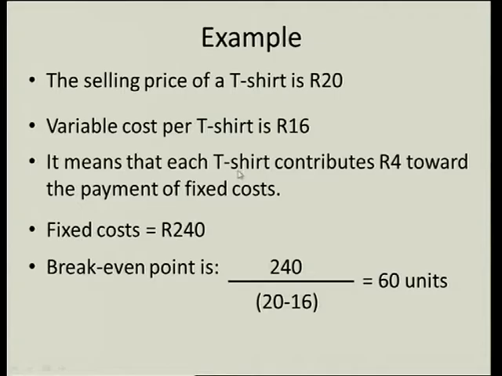Let's look at it again. Our selling price is 20 Rand. Our variable cost is 16 Rand. It means that each t-shirt contributes 4 Rand towards paying fixed costs. So how many 4 Rands do you need to pay that 240 Rand? You need 60. So you're going to sell 60 units and 60 units at 4 Rand will cover the 240 Rand. Here's our formula. We take 240 Rand divided by 20 minus 16, divided by 4, and you get 60 units. So it will take 60 units to break even.